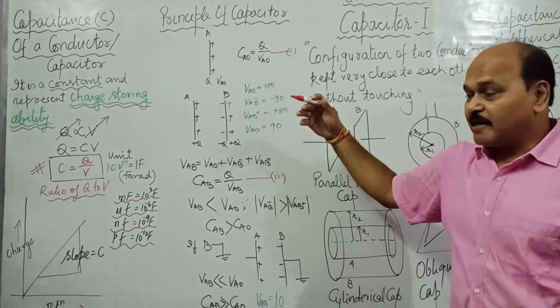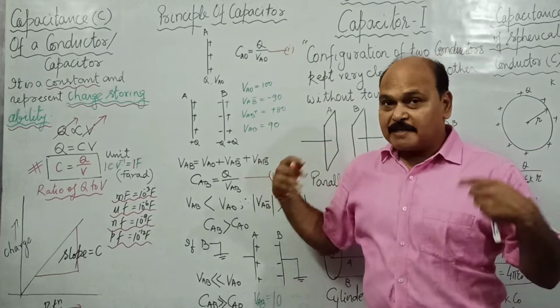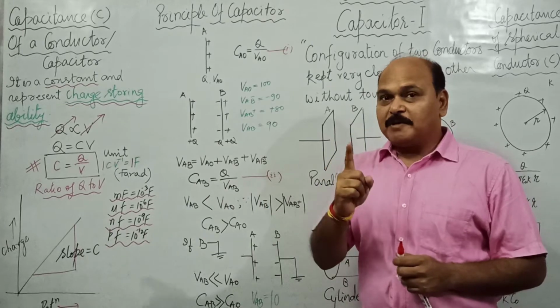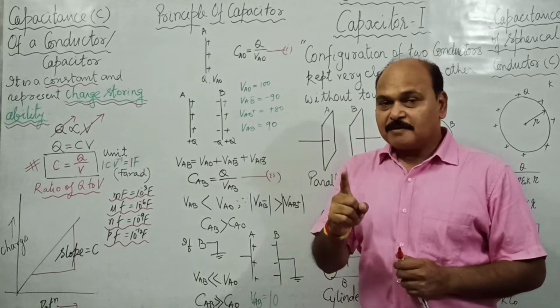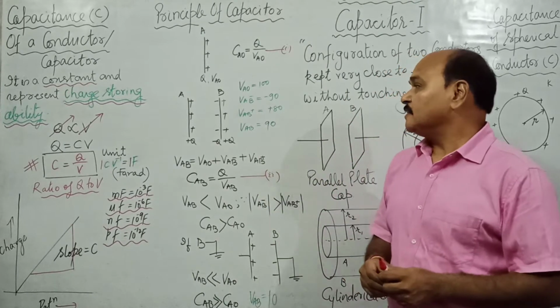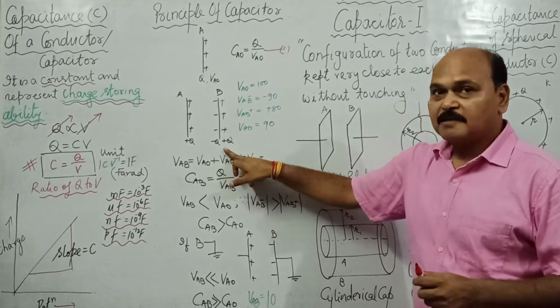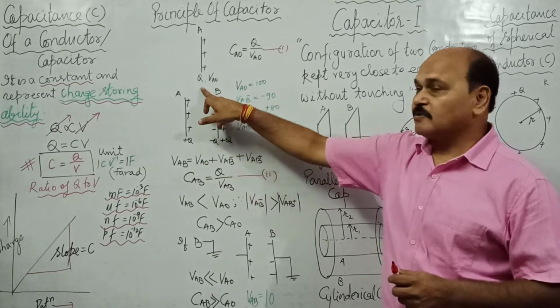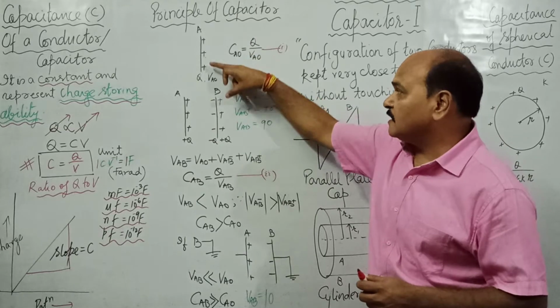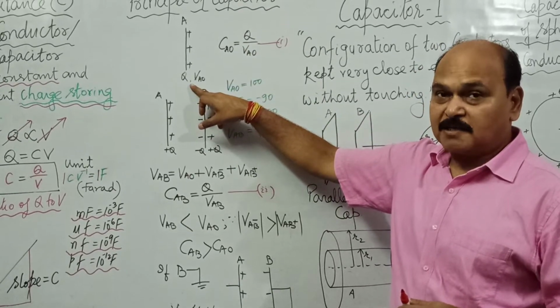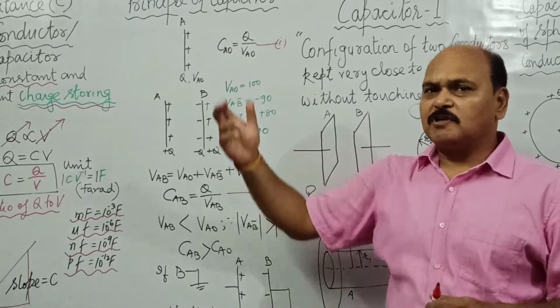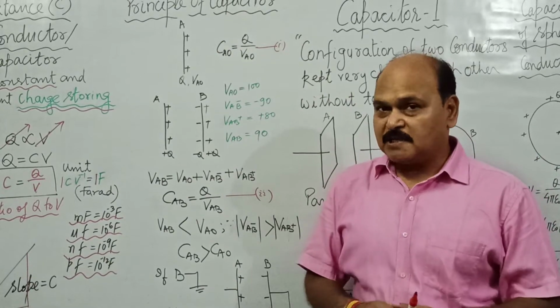So the principle of capacitor states that the charge storing ability of a conductor is much greater when it is part of a capacitor as compared to when it is isolated. This is an isolated conducting plate. It has certain charge storing ability, which is called its capacitance.